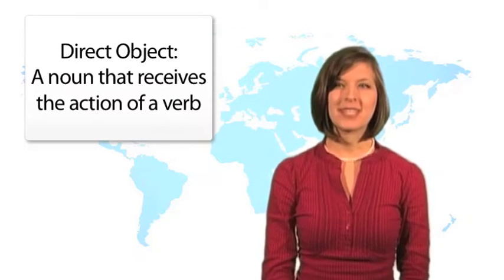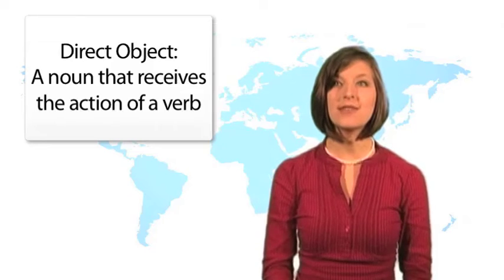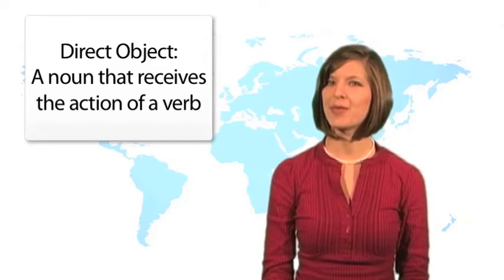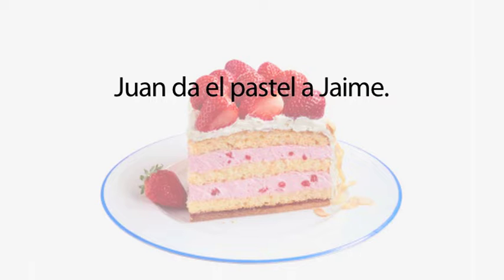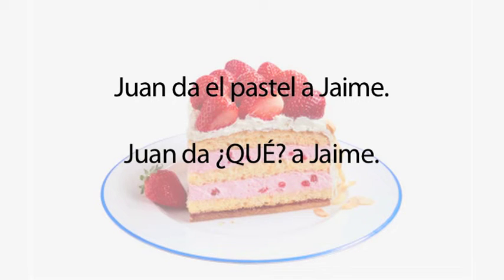A direct object is the noun in a sentence that receives the direct action from a verb. If you have trouble finding the direct object, read the sentence, then read it like a question after the verb. Juan da el pastel a Jaime. John gives the cake to Jamie. Juan da ¿qué a Jaime? John gives what to Jamie? John gives the cake to Jamie, so that is your direct object.